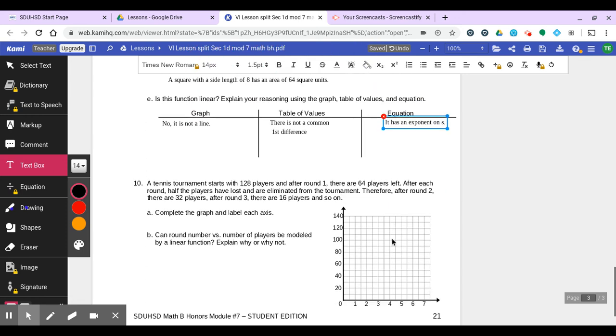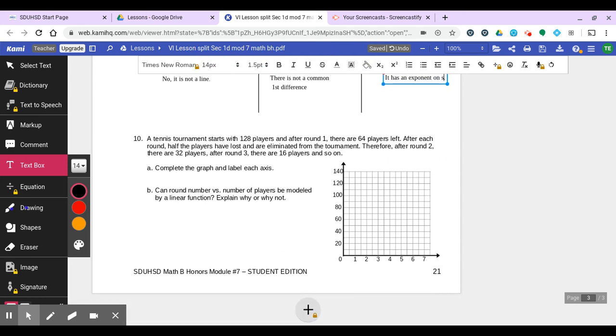All right, last one. Here we go. Sorry, pause that really quick. Okay, a tennis tournament starts with 128 players. After round 1, there are 64 players left. After round 2, half the players lost and are eliminated from the tournament. Therefore, after round 2, there's 32, and then 16, and so on. Complete the graph and label each axis.